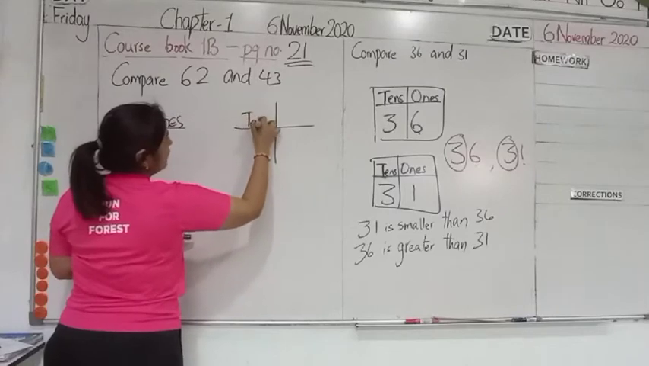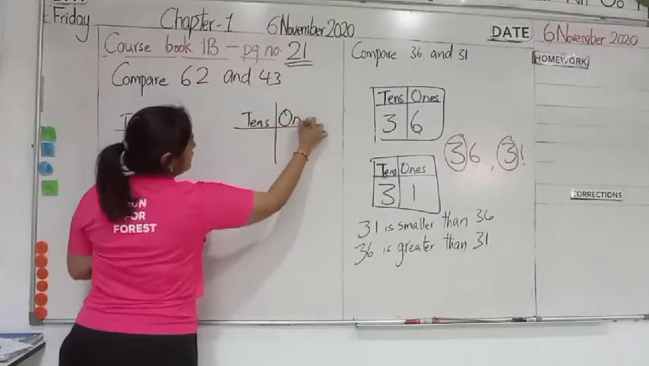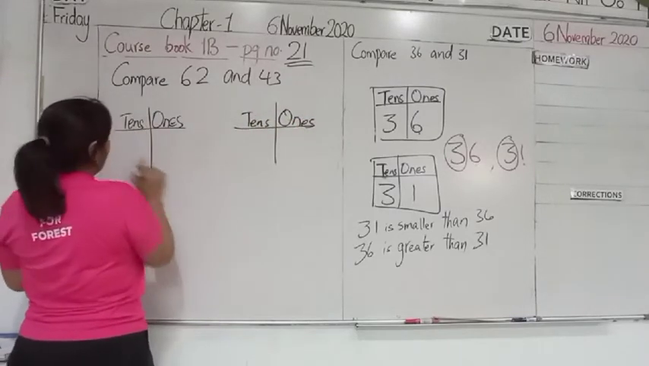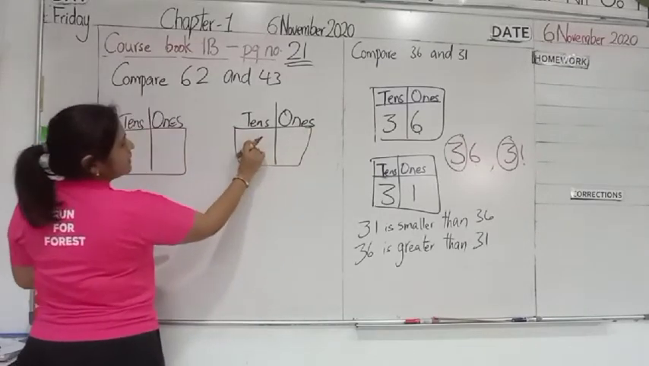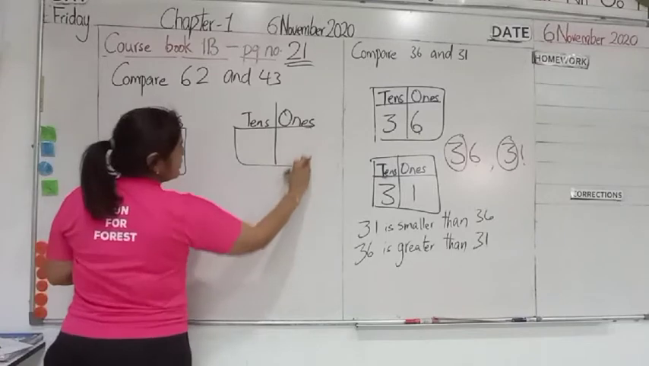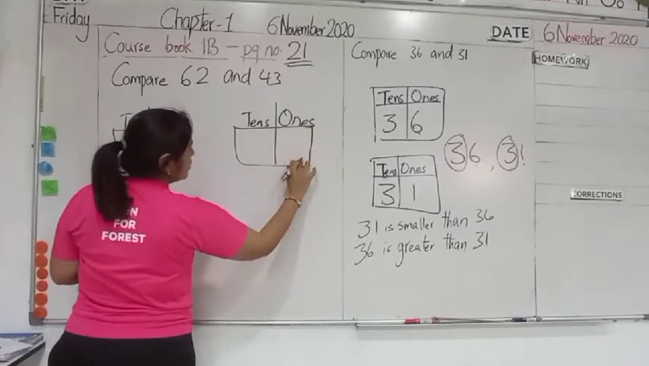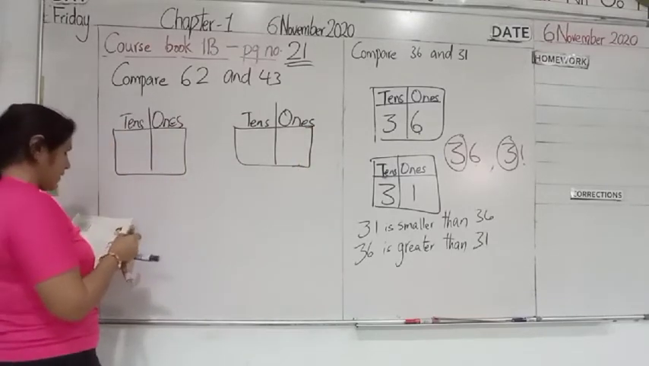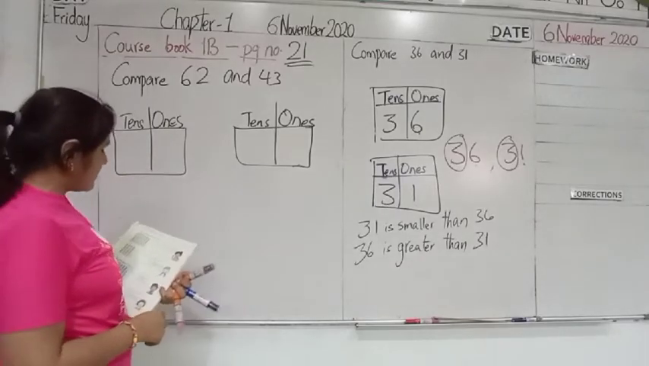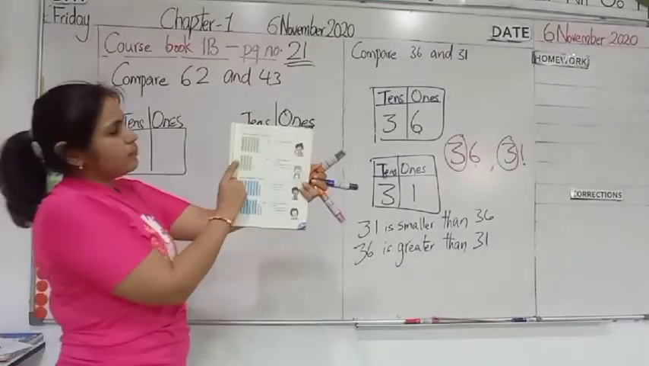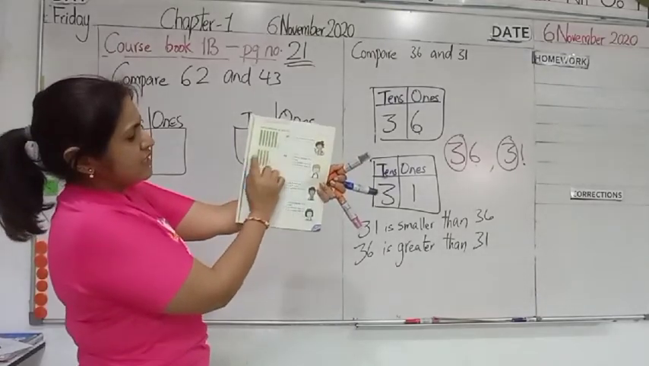look here carefully please. I'm drawing the table of tens and ones. It is not difficult to draw. Tens is always written on the left hand side, whereas ones is written on your right hand side. So 62, they say first compare the tens. Now if you look at the book carefully, you will see the sticks.